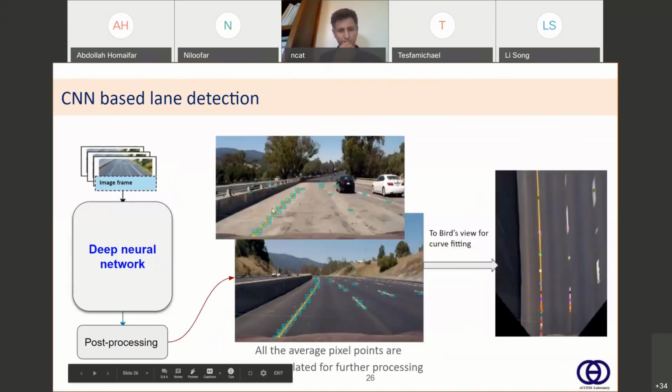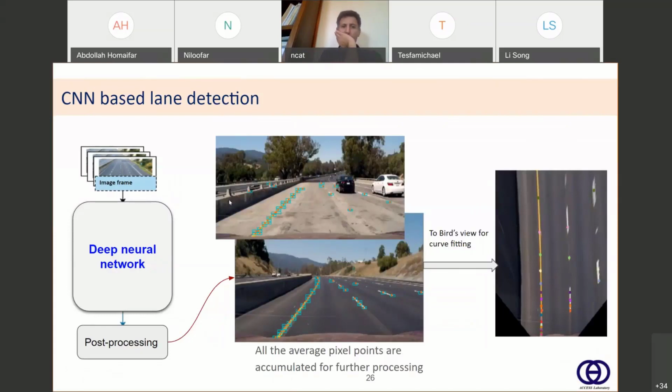So this is another image frame to show you that this deep neural network sometimes gives you wrong predictions, wrong inferences. For example, here, the edges of this guardrail on the bridge sometimes appear similar to a patch with a lane marking. It's because of the contrast between this side and the lower side. Well, this is handled by the post-processing stage, removing false predictions.